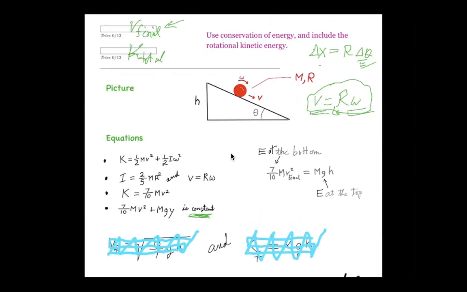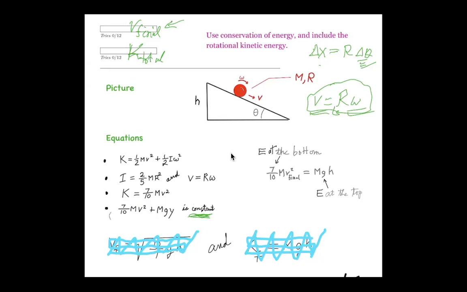Now we can get that from the kinetic energy at the bottom using conservation of energy. At the bottom, the kinetic energy is 7 over 10 mv final squared. And at the top, the total energy is mgh. And these are equal by conservation of energy. So this quantity is constant.